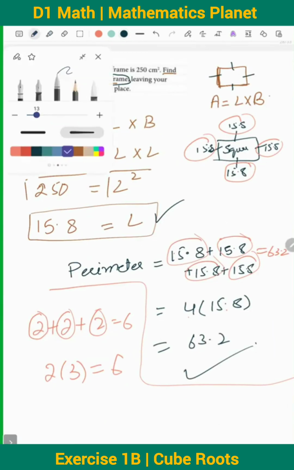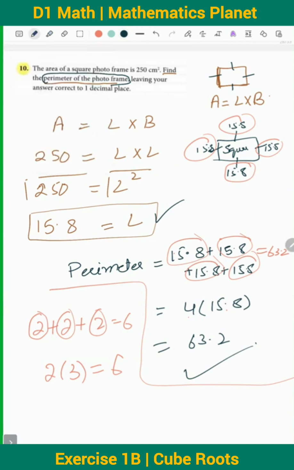Listen to the part carefully. Miss, the part where you found out the numbers like 15.8 and how you made the calculation, that part I can't understand. So you know the square root of 250. Were you there in the lesson when we used the calculator to find the square root of 250? Yes, Miss, you told us. So you got 15.8 after using the calculator.